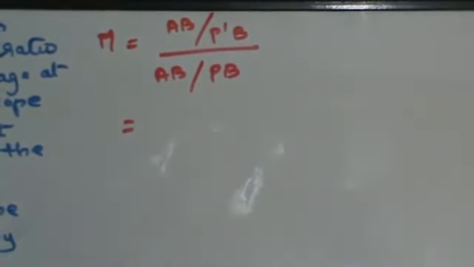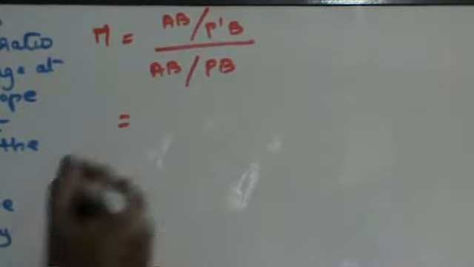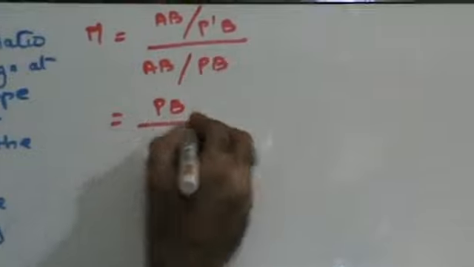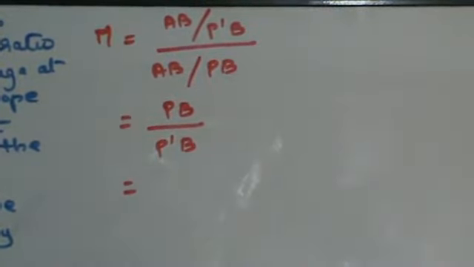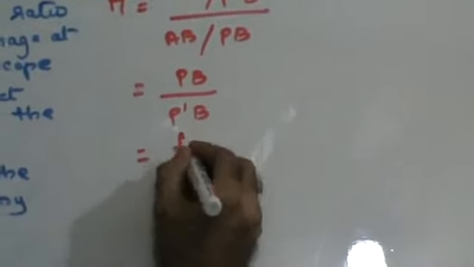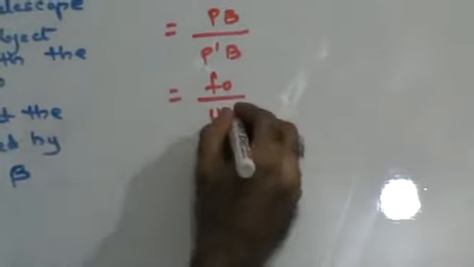AB gets cancelled. Denominator of denominator becomes numerator. So this is nothing but PB upon P bar B. But PB is nothing but F0 and P bar B is nothing but UE. So the magnifying power of the telescope when the image is at DDV is nothing but the ratio of the focal length of the objective to the distance of the object from the eyepiece.